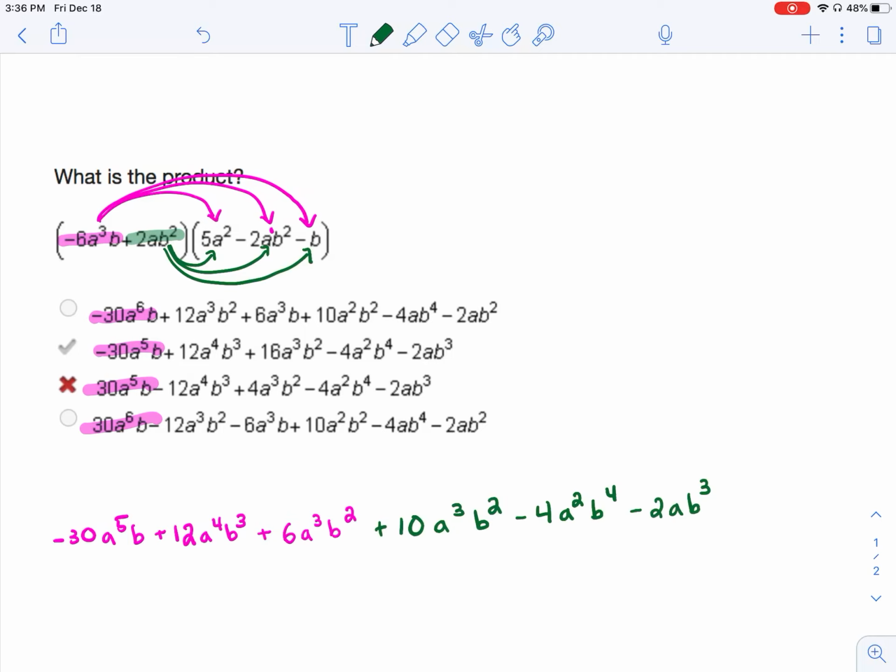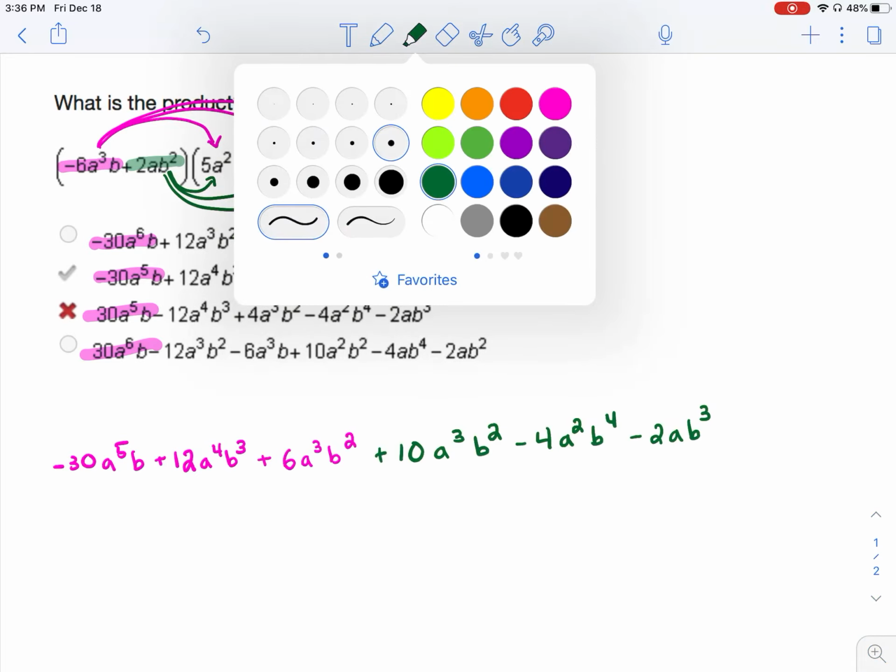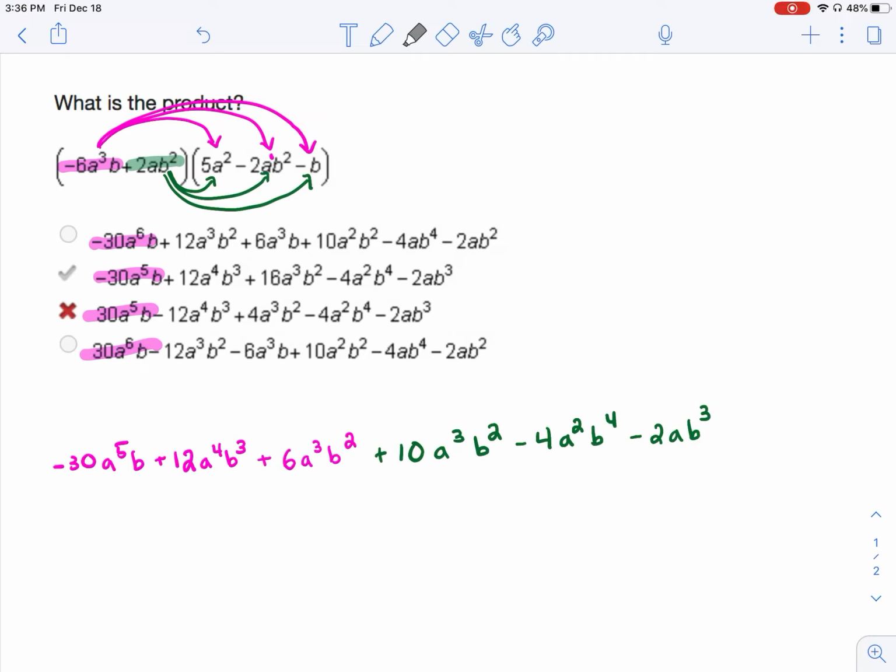And then the last one, negative 2ab cubed. And we did everything. So you might think, Miss So, why do we have more terms than the answer choices? There might be something here that we can simplify. So we want to look at our variables to see if we have any like terms. Let's see. Here are my like terms: a cubed b squared, a cubed b squared. Do you see how the variables are exactly the same? Since they're exactly the same, we can combine these like terms.